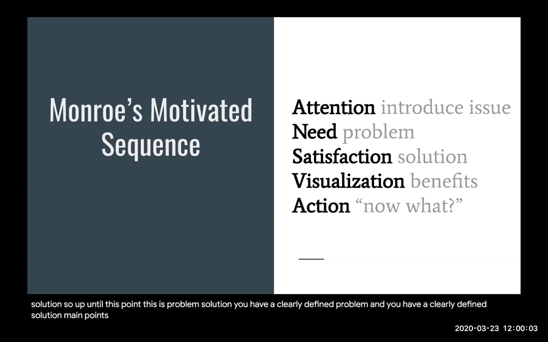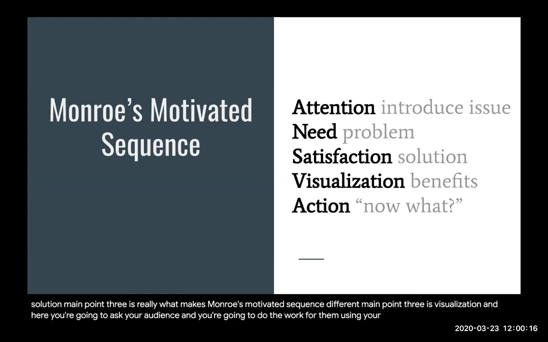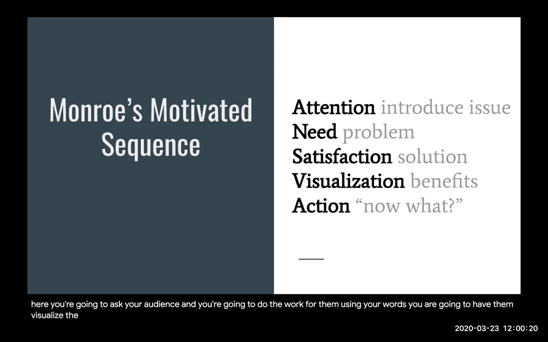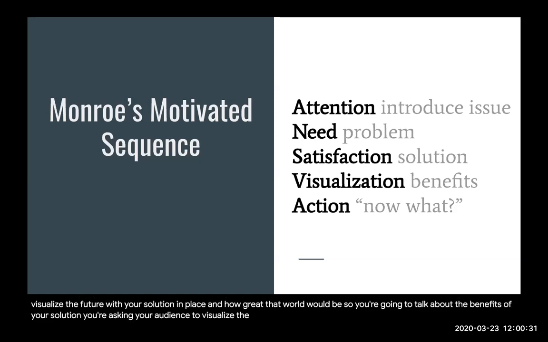Main point 3 is really what makes Monroe's motivated sequence different. Main point 3 is visualization. And here you're going to ask your audience and you're going to do the work for them using your words. You are going to have them visualize the future with your solution in place and how great that world would be. So you're going to talk about the benefits of your solution. You're asking your audience to visualize the future. How great is it going to be with your solution?